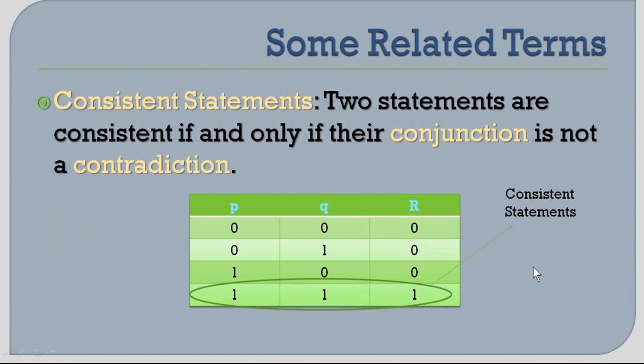Next is consistent statements. You should know what a consistent statement is. Two statements are consistent if and only if their conjunction is not a contradiction. When you read it, you may get confused and not understand what it is, but when you go through the terms, you will know. There are two terms here: one is conjunction, another is contradiction. You should understand what these are. If you understand them, then it is easy to understand.